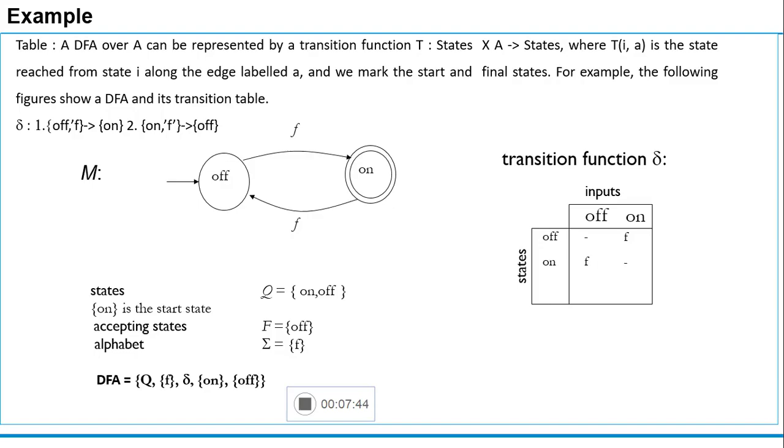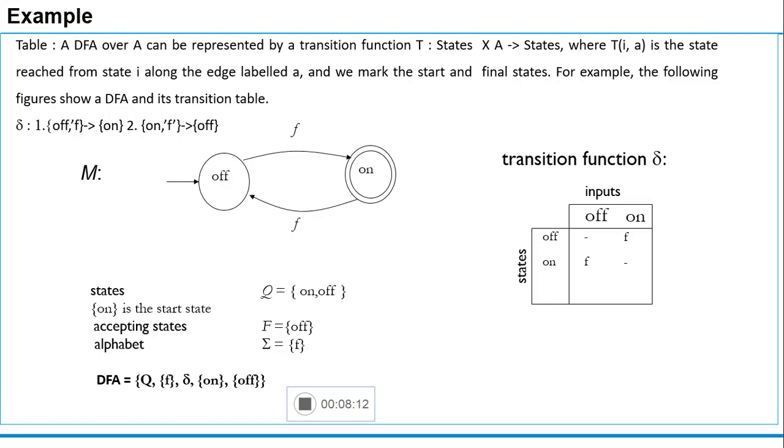So the transition function is going to be, you can see here, a state off, it is going to read a symbol that is F, and it is going to move on to on. Then we have the on state, it is going to read F, and it is going to move on to off.